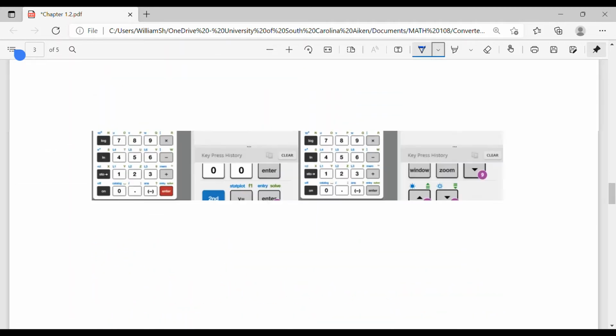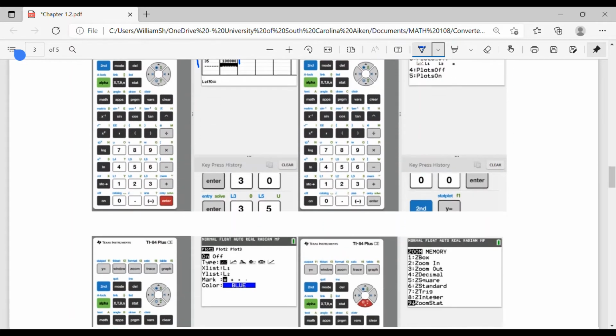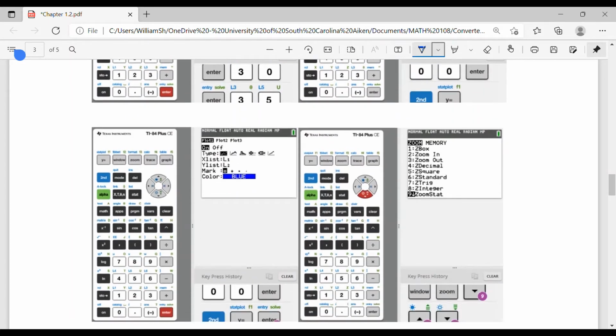Okay, so once I have that selected, I'm going to scroll down to zoom stat. Okay. And I think I just messed that up. So right now we're on our plot. We've got it selected on. What we'll go to next is the zoom button here. Okay. So we will click the zoom button and we will scroll down to number 9, which is zoom stat, and hit enter on that.